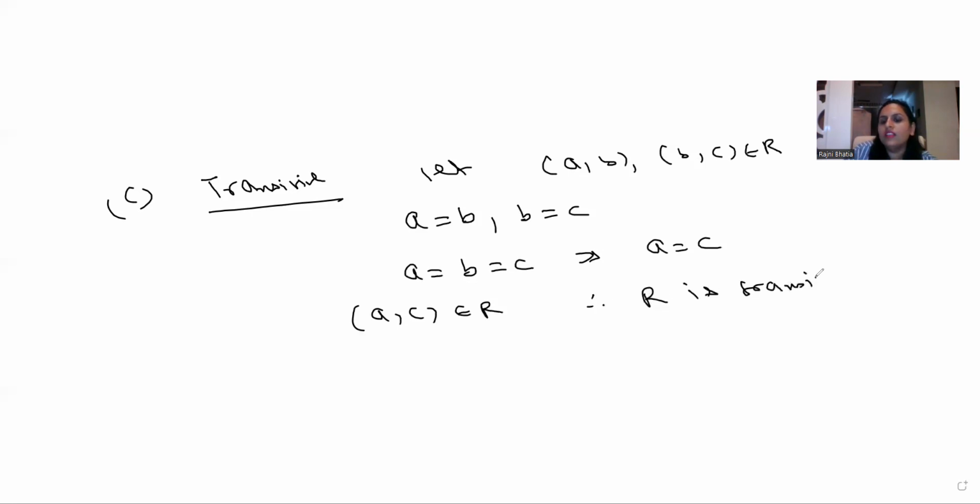is transitive. So we can conclude that the given relation is an equivalence relation because it is reflexive, symmetric, and transitive. Therefore, the given relation is an equivalence relation.